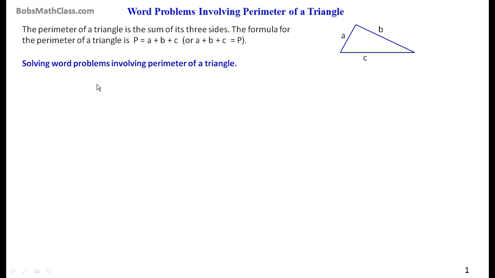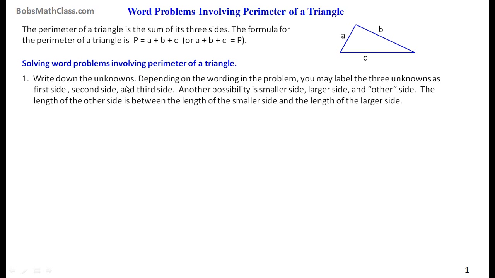Okay, this is our process for solving word problems involving the perimeter of a triangle. Number 1. Write down the unknowns. Depending on the wording in the problem, you may label the three unknowns as first side, second side, and third side. Another possibility may be smaller side, larger side, and other side. The length of the other side is between the length of the smaller side and the length of the larger side.